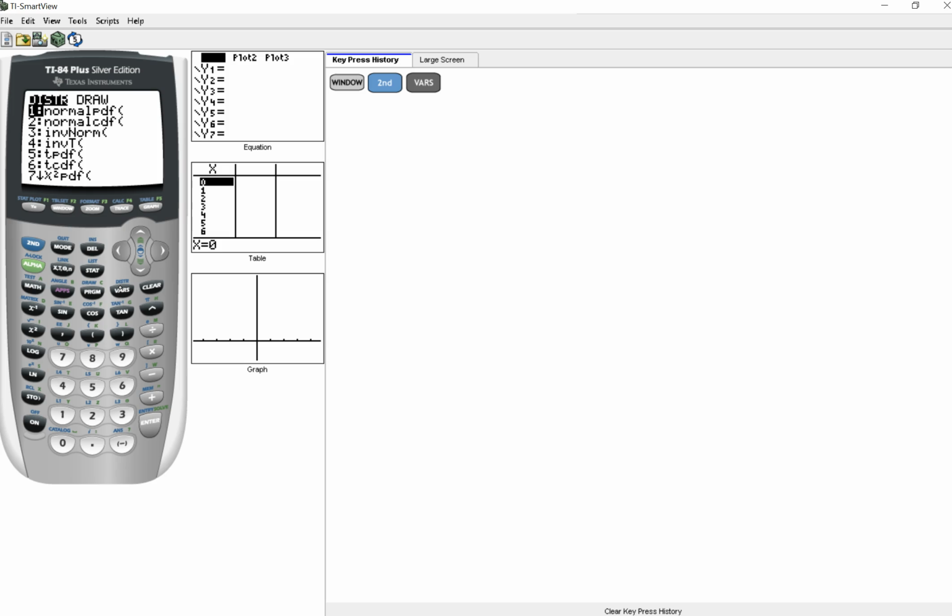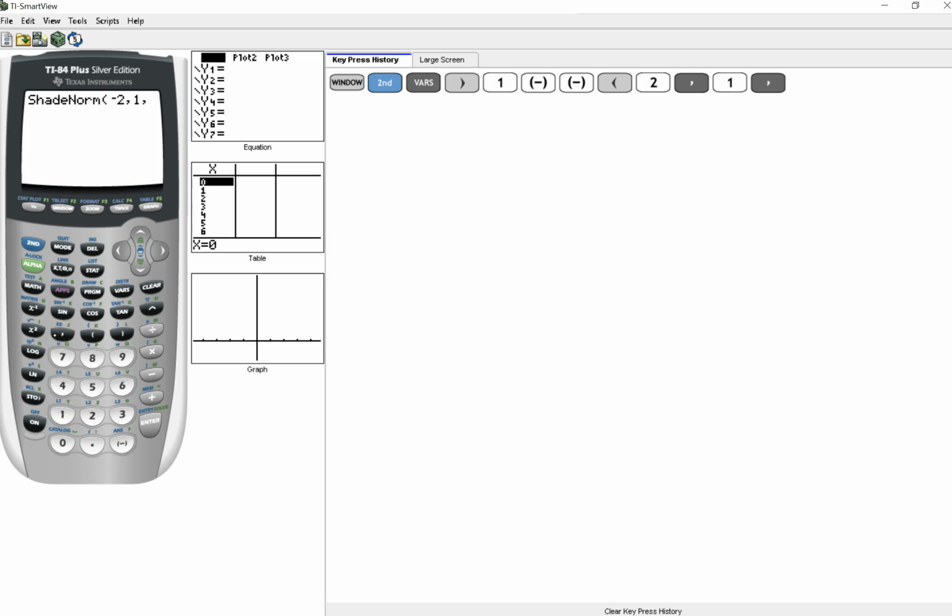And we're going to go to draw, so arrow over to draw. And you can see here we've got shade norm is the very first setting, so click on 1. So again, now this is where we're going to put our minimum score of -2, comma, our maximum score is 1, our mean is 0, and our standard deviation is 1. Then you're going to close that. Once you're done that, you can hit enter.